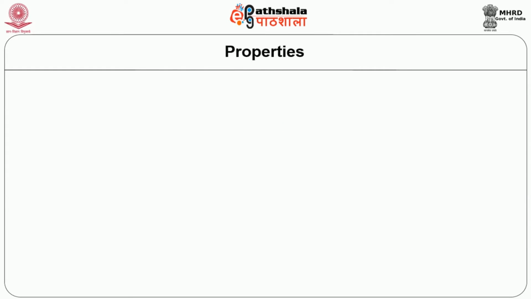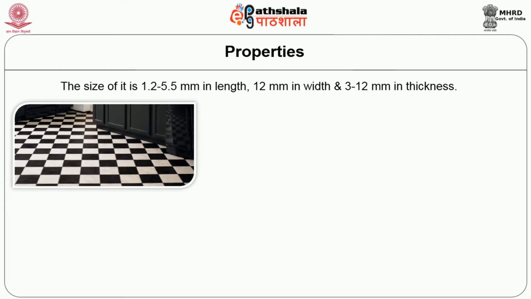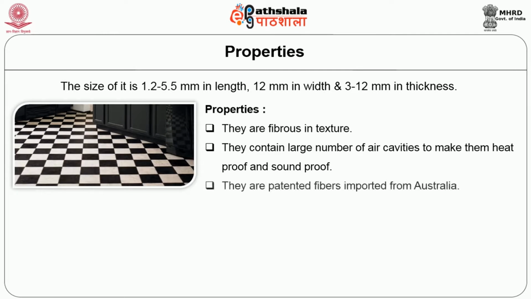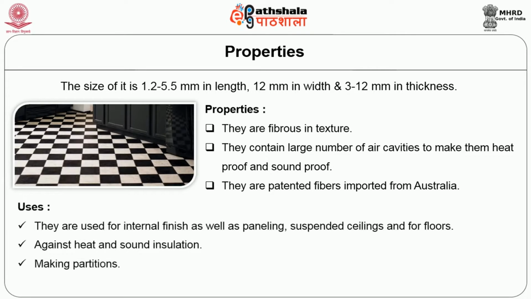The next category would be fiber, available in a size of 1.25.5 millimeter in length and 12 millimeter in width and about 3 to 12 millimeter in thickness. The properties include fibrous texture, and they contain a large number of air cavities which make them heat proof and sound proof. They are patented fibers imported from Australia. The uses include internal finish as well as paneling, suspended ceilings and floors, and they are resistant against heat and provide sound insulation. They are used for making partitions, flush doors, tabletops and railway coaches, etc.